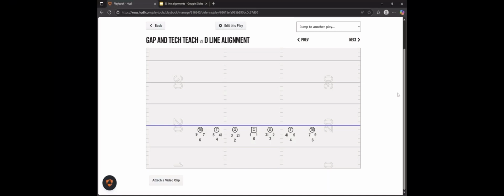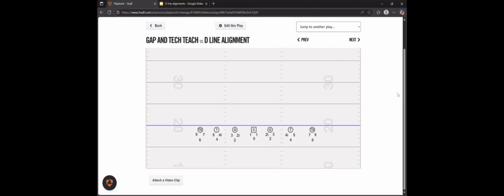In this video, I wanted to talk about D-line alignment. When the defense gets set, the defensive line has specific landmarks, specific places where they have to line up. This is good for defensive linemen to know because you have to know where you're going to be, what gap you're going to be playing in or be responsible for.